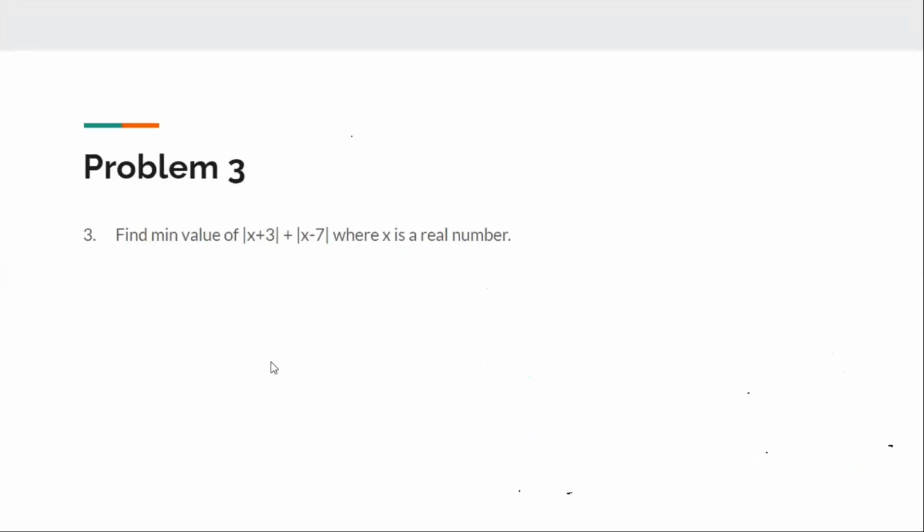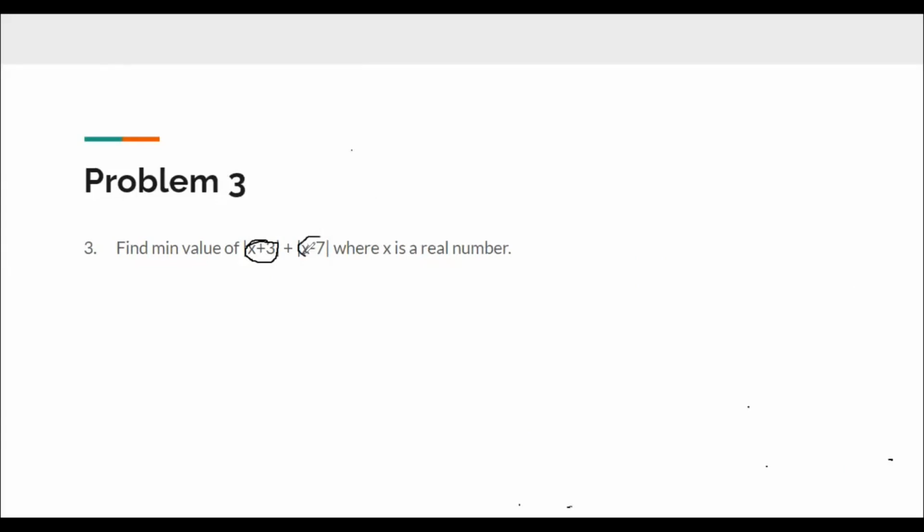Okay, last problem. Find the minimum value of the absolute value of x plus 3 plus the absolute value of x minus 7, where x is a real number. So notice that you want this to be minimum, right? So for the absolute values being minimum, you want both of these expressions to be 0. That's not possible, but you want it to be as near as possible to 0. So that means that x should be very close to -3 for this to be 0. And for this to be 0, it has to be very close to 7, right?